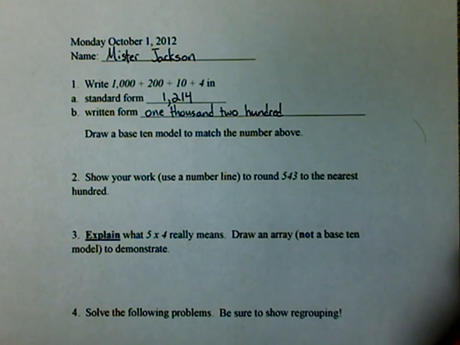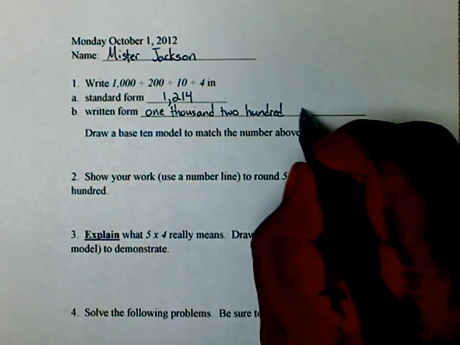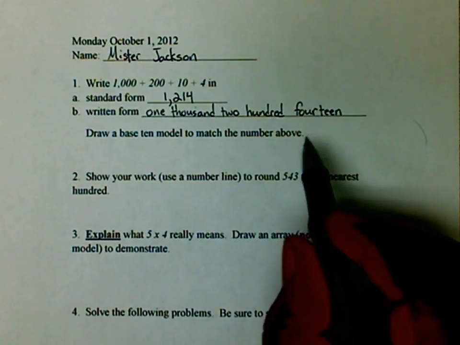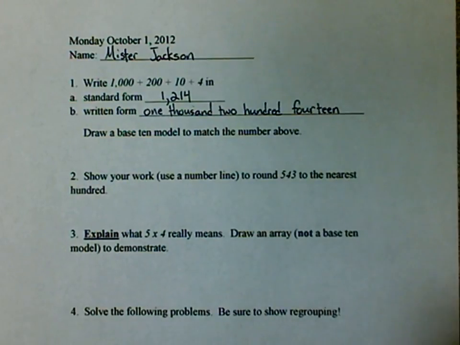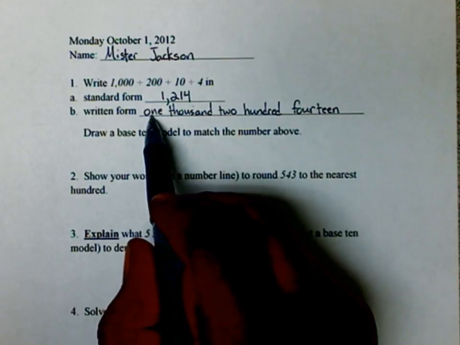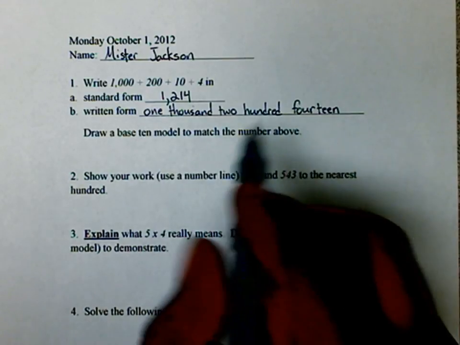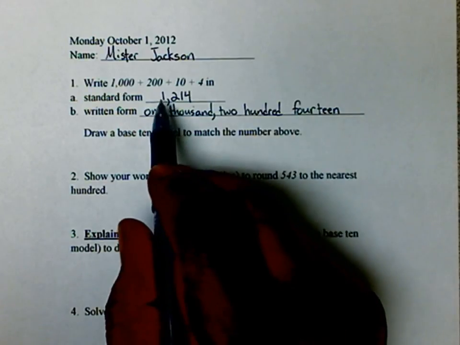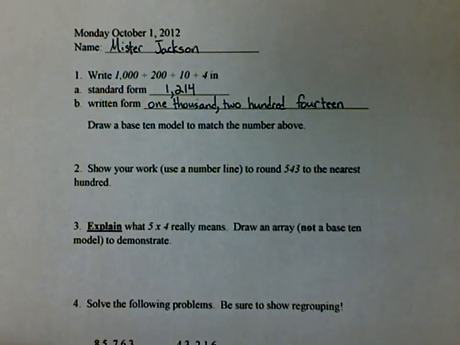H-U-N-D-R-E-D for 100, and 14 would be spelled F-O-U-R-T-E-E-N. There are no hyphens needed to spell 14. You only use your hyphens when you're spelling numbers 21 through 99, such as 35 or 76 or 88. So you have 1,214, but you need a comma to separate your ones period from your thousands period. So remember, you use hyphens and commas when you use word form, but only in the appropriate places.